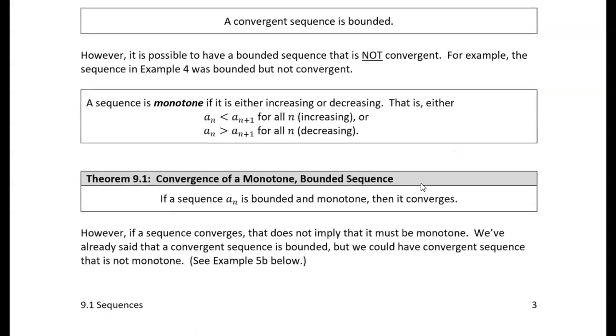But there are also sequences that are not monotone, but they do converge. And we're going to see an example in example 5, in 5b, I'm going to show you an example of that. So be careful when you read these because just because a sequence is bounded and monotone, and then it converges, does not mean that if it converges that it's bounded and monotone. So be careful about these things. All right, so I'll meet you in example 5.